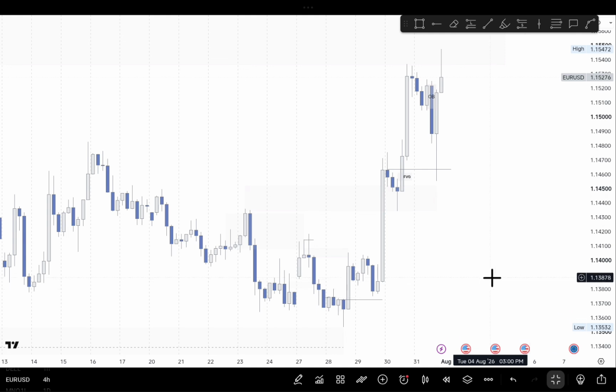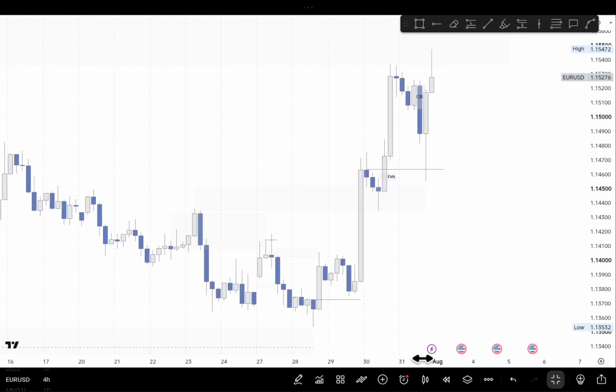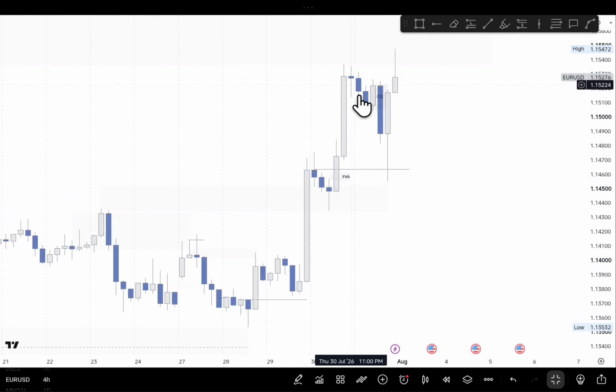Okay, so this is how it went in EU. First of all, we had this H4 close bearish, which, as I have said, that if H4 close bearish, then I would like to look for a retest and then move toward this area. And yeah, that's what happened.